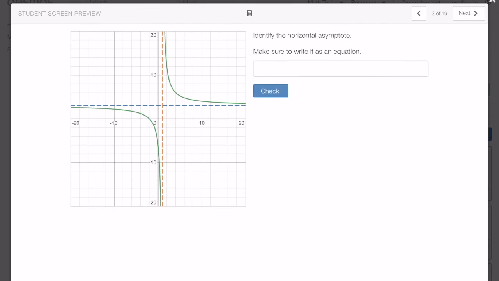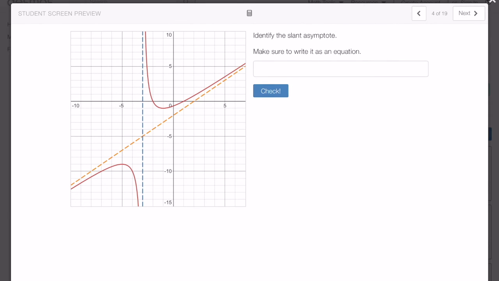So it's got some fun little activities for you guys if you feel like you want some extra practice. And it lets you know if you're right or wrong right away. So it's a good interactive.